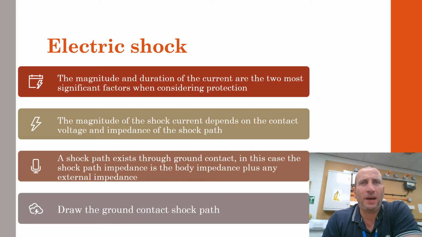The ground shock path is the most common. It starts at the point of contact with a live part. It travels through the body to the ground, usually through the feet, but this is not always the case. The current then travels through the ground to the distributor's earth connection and back to the supply transformer. From here, the fault current passes through the supply transformer windings and back down the line conductor to the point of fault. In this case, the shock path impedance is the body impedance plus the external fault loop impedance.